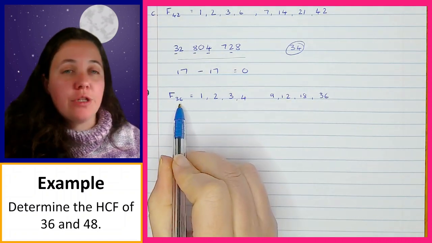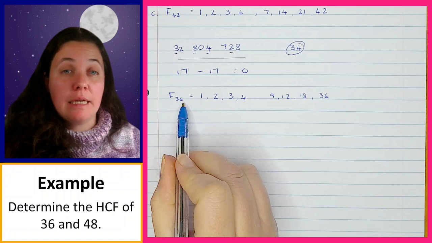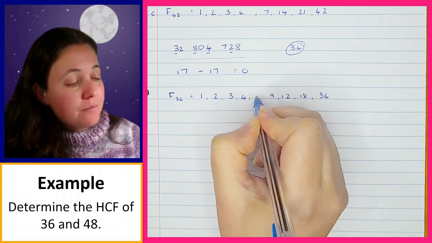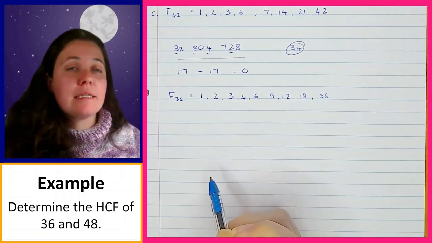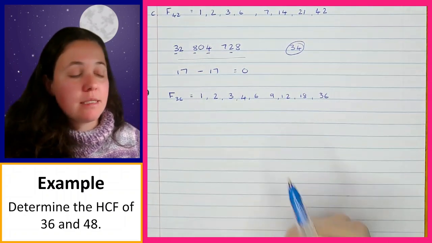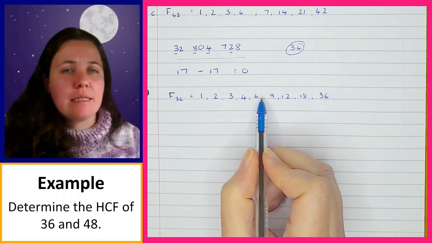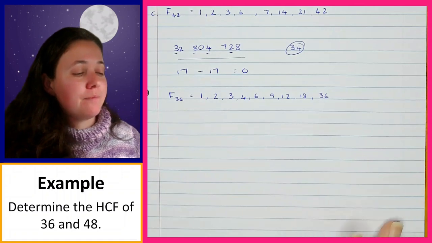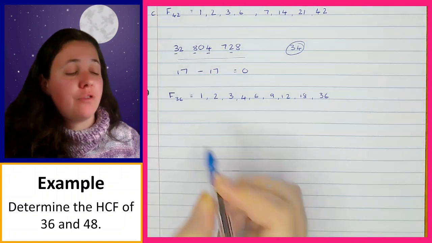5 does not go into 36 because the last digit is not a 5 or a 0, so I'm going to skip 5 and I'm going to go on to 6. And 36 divided by 6 is 6, so I could write 6 and 6, but I don't need to write 6 twice, I can just write it down once. And now I'm done. So those are all the factors of 36.